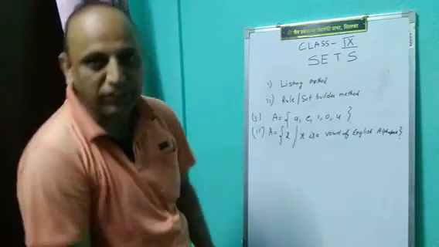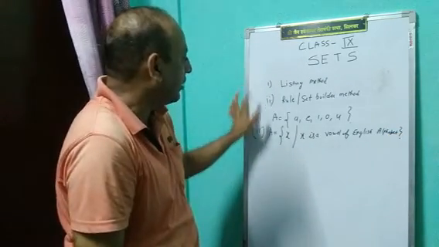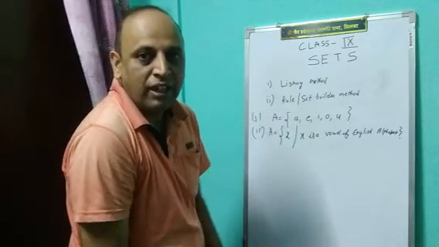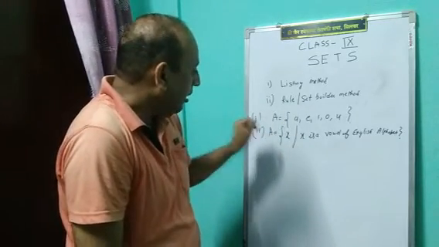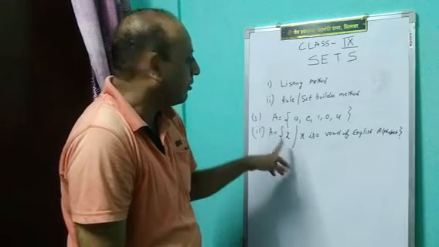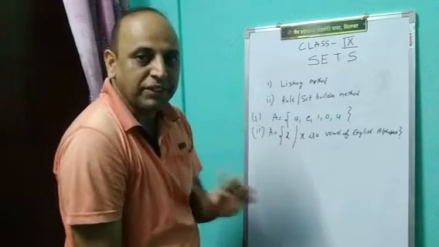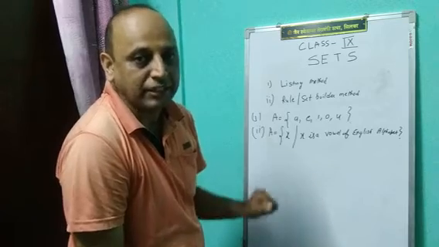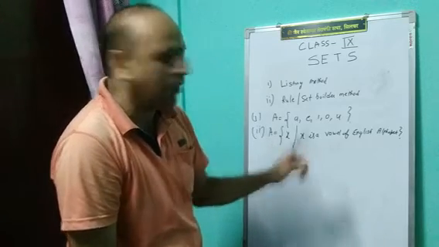So there are two methods of describing a set. First is roster or listing method. Second is the set builder method. In the listing method, we write the elements as they are there. And in the set builder method, these elements are represented by an alphabet x and the characteristic of x is written in the brackets. That is x such that x is a vowel of English alphabet.